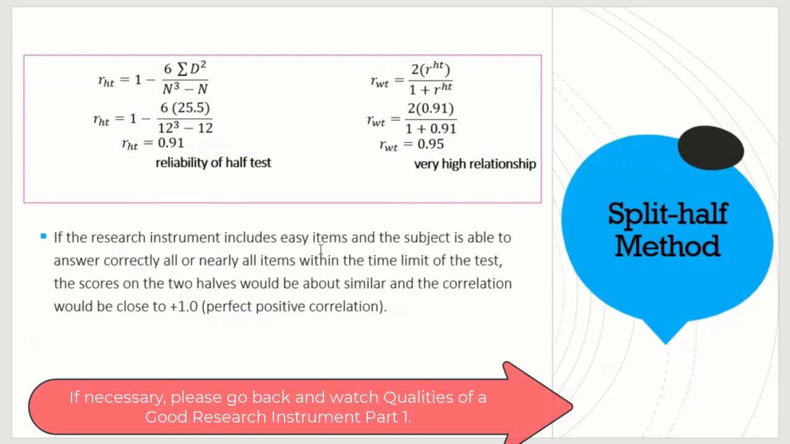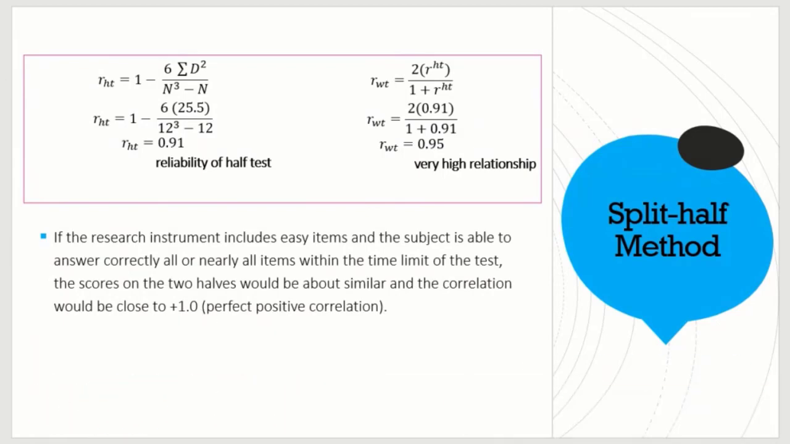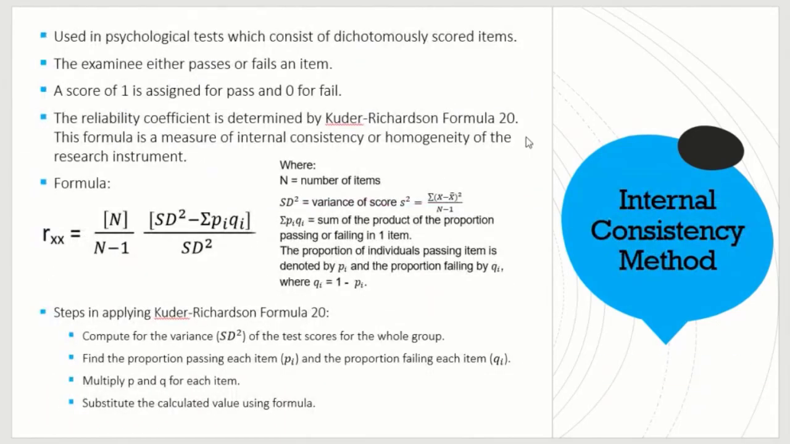If the research instrument includes easy items and the subject is able to answer correctly all or nearly all items within the time limit of the test, the scores on the two halves would be about similar, and the correlation would be close to 1.0 or a perfect positive correlation. Okay? Now we have the internal consistency method.